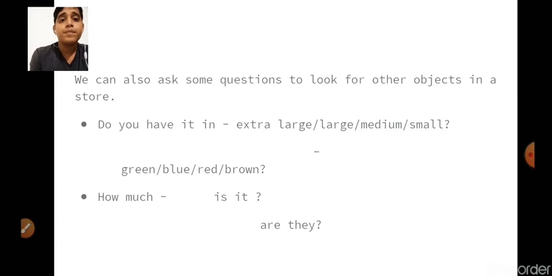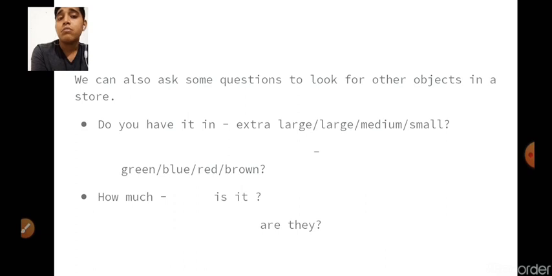Okay? We can also ask some questions to look for other objects in a store. Do you have it in extra large, large, medium, or small size? That's a question. Or do you have it in green, blue, red, or brown color? Let's say, for example, a jacket. You're going to buy a jacket, and this jacket is only in black, and it's really, really small. Okay, it's not your size.